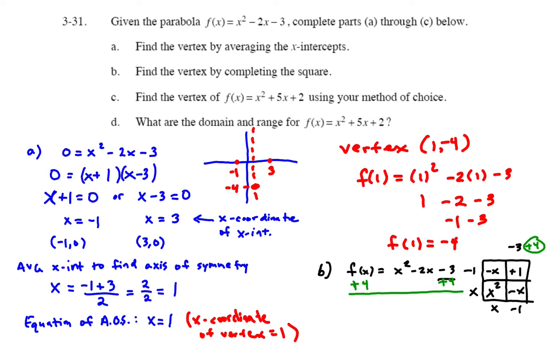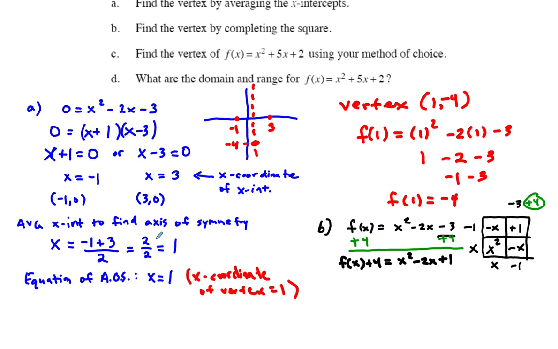So what we now have is f of x plus 4 equals x squared minus 2x plus 1. And you notice that's exactly what we have in the box here. And that's our area as a sum. If we look at our area as a product, it's x minus 1 times x minus 1. So let's go ahead and rewrite this as the quantity of x minus 1 times the quantity of x minus 1.